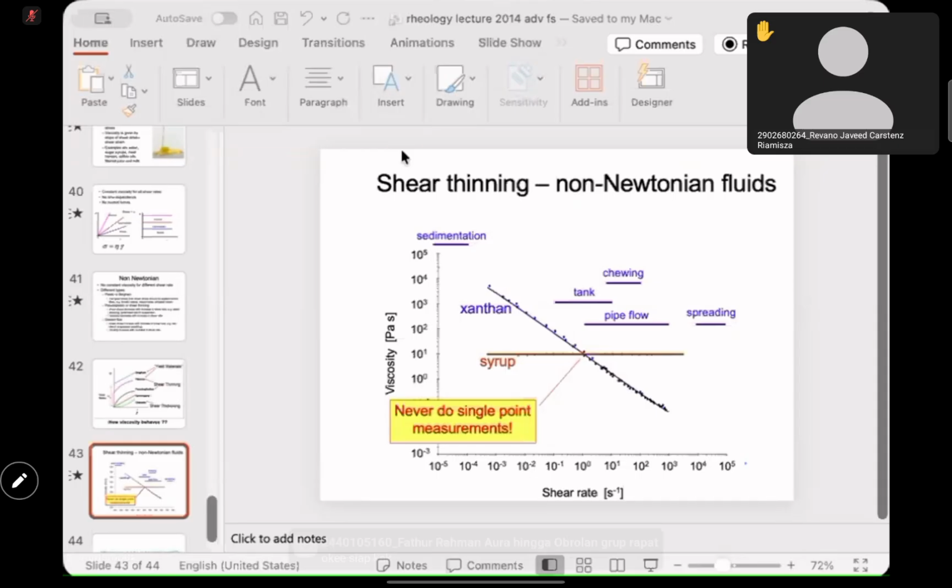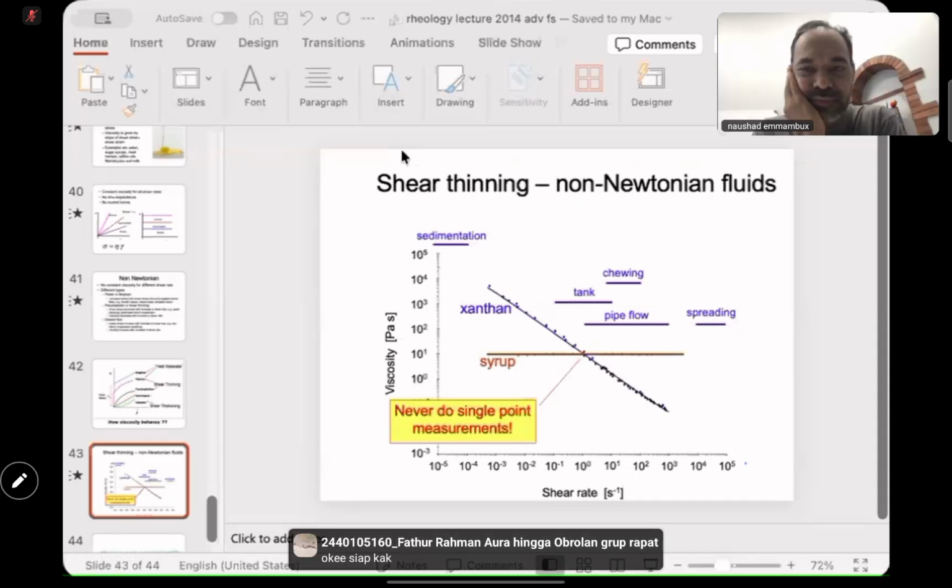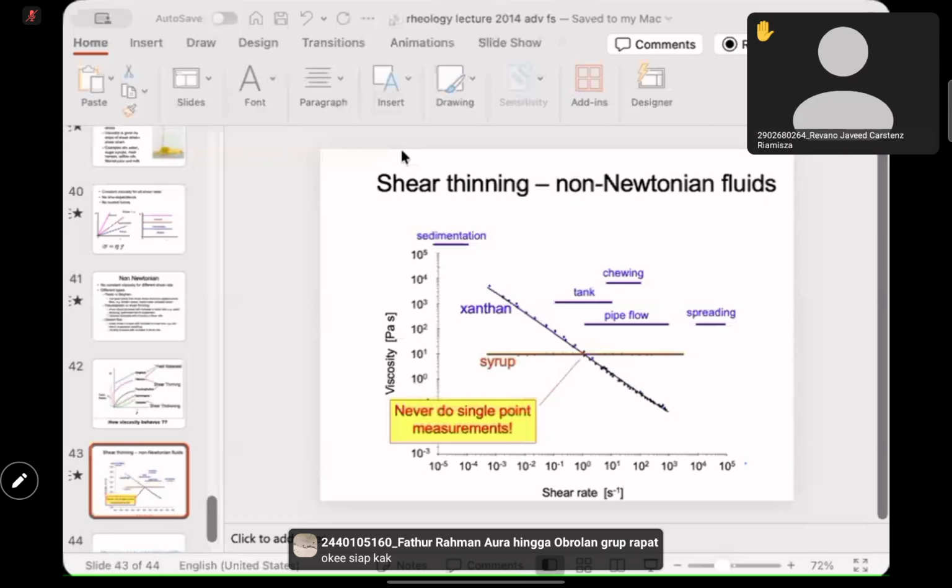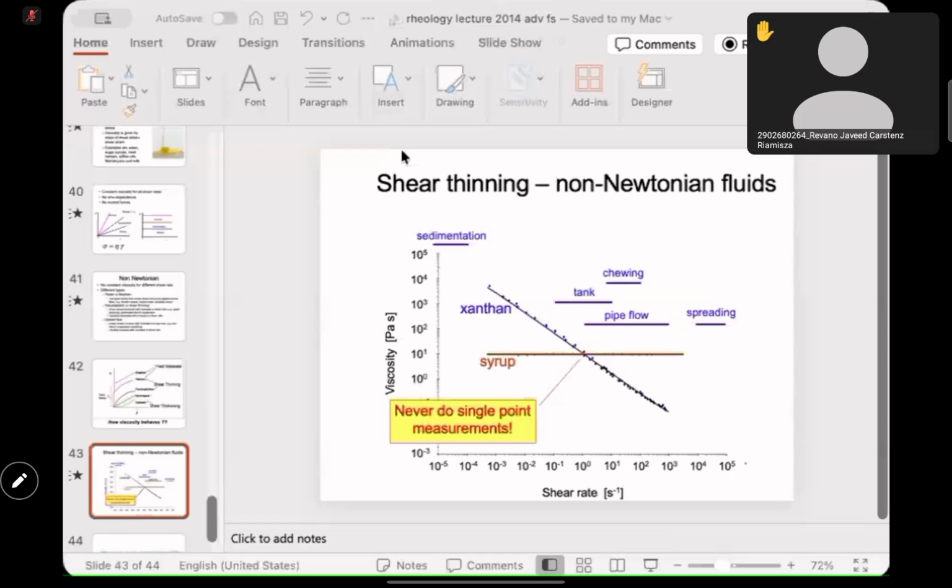I would like to ask, when we're developing an instant product based on sorghum, what aspect of rheology should we put more focus on when developing it, and which part of it actually matters for the product itself?